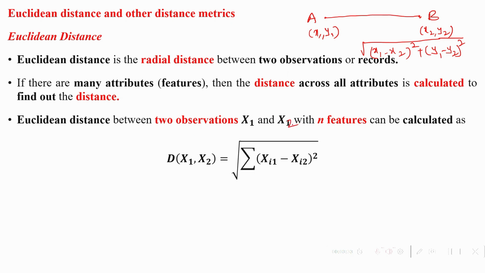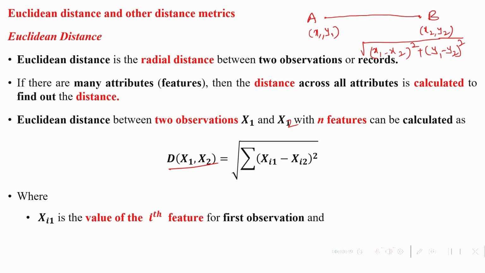There are two observations, and for these two observations we are finding the distance between the two points. d(x1, x2) equals the square root of the sum of (xi1 minus xi2) whole square, where xi1 is the value of the ith feature of the first observation and xi2 is the value of the ith feature of the second observation. Like that we find the distances.